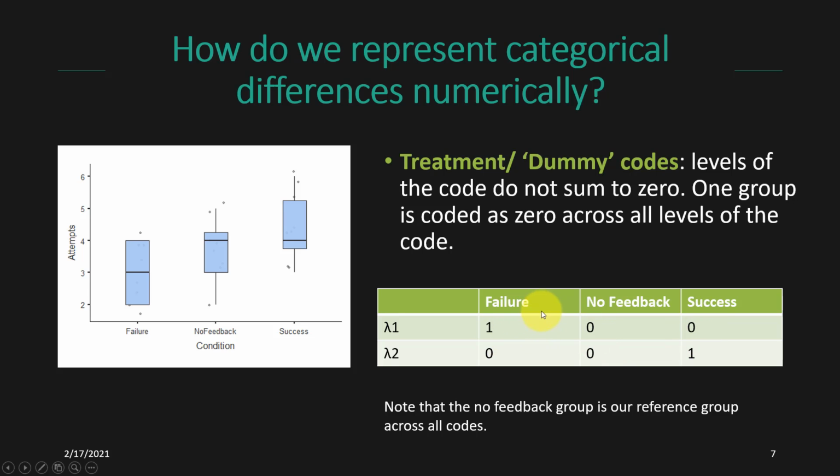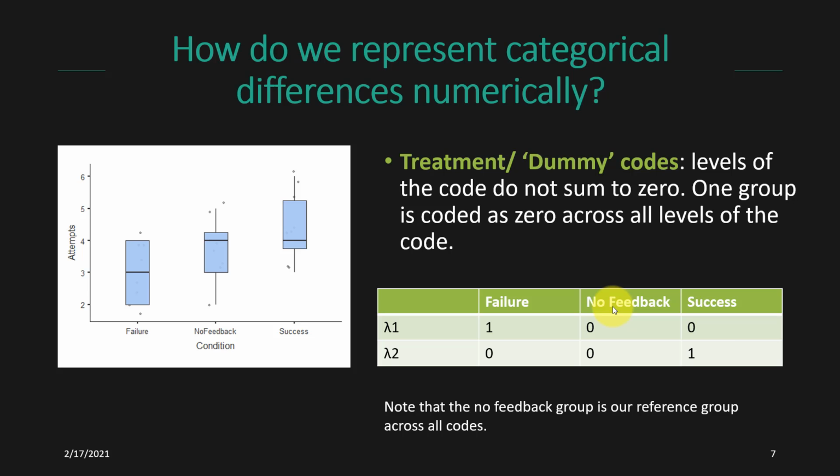So in the first case, we're going to call failure a 1, no feedback a 0, and success a 0. In the second case, we're going to give failure a 0, no feedback a 0, and success a 1. And the reason that we're going to do this is because your reference group is going to be the group that's coded as 0 across all levels of the code. So here, the no feedback group is essentially like our control condition.